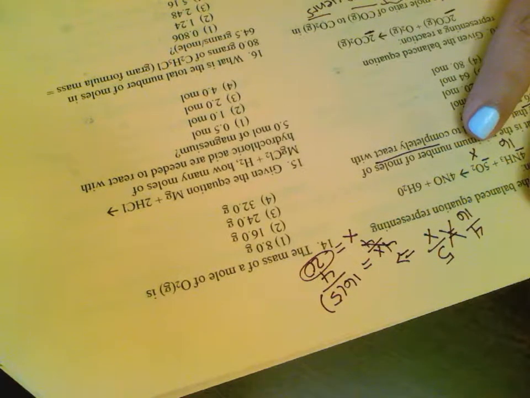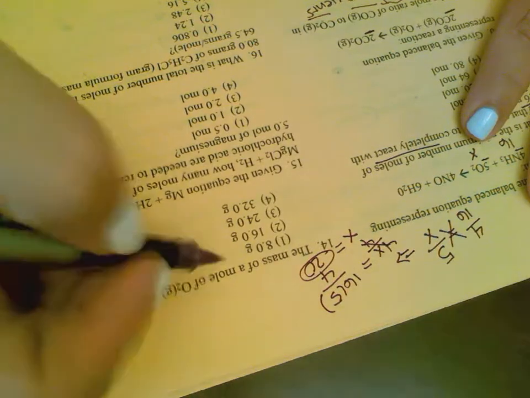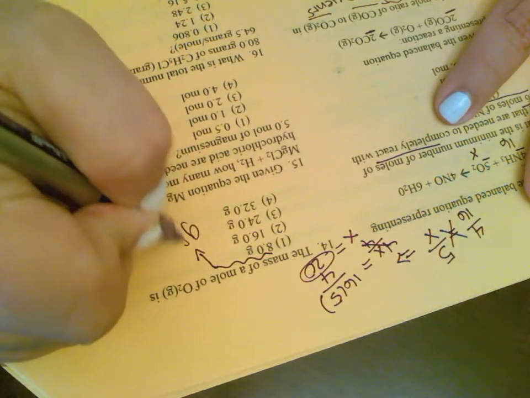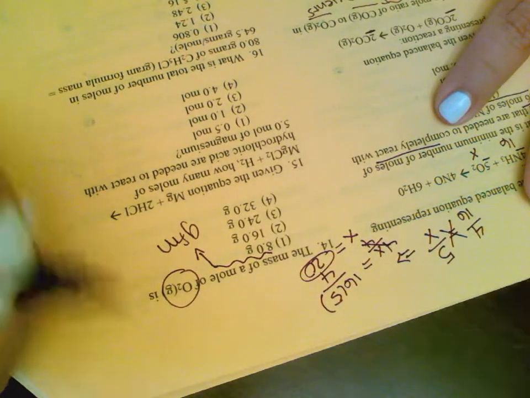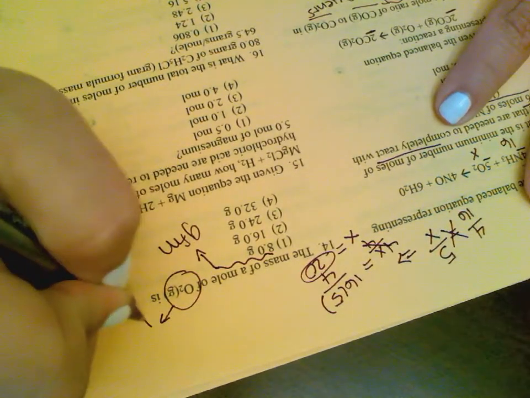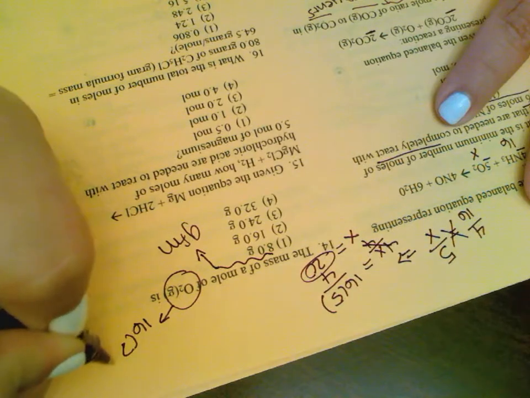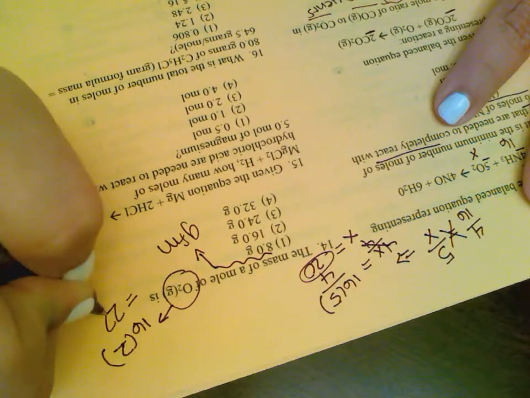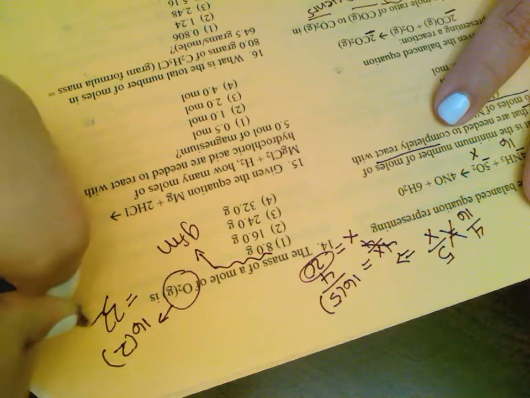14, the mass of a mole O2 is, so again, remember always when they say the mass of a mole, that's your gram formula mass. So just look up O2. Oxygen has the mass of 16, but you have 2 O's. So 16 times 2 is 32. So choice 4.